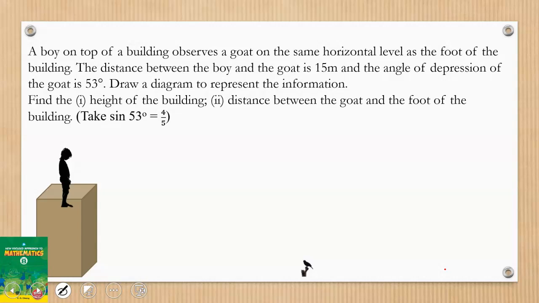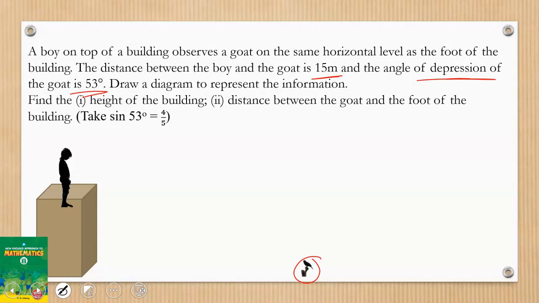A boy on top of a building observed a goat. Okay, it's a goat, and I've brought a bird. The same thing, object. So a goat or a bird, the same. A boy on top of a building observed a goat on the same horizontal level as the foot of the building. The distance between the boy and the goat is 15 meters and the angle of depression is 53. Draw a diagram to represent the information.